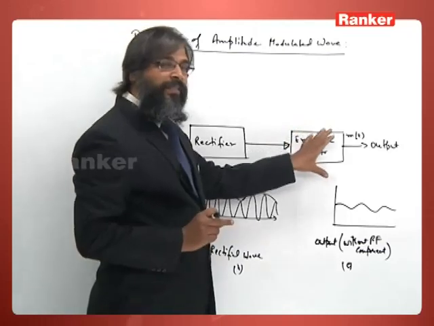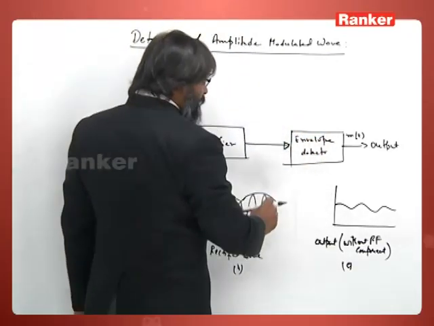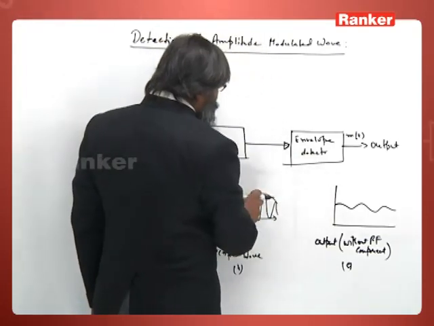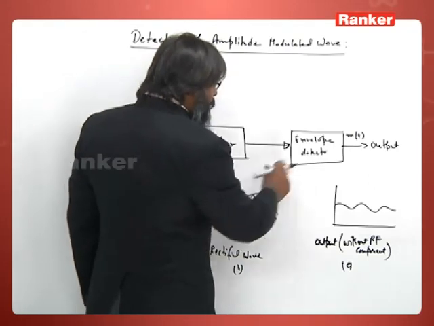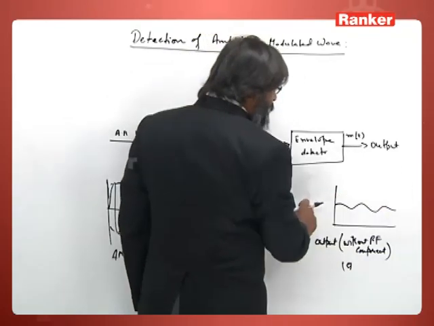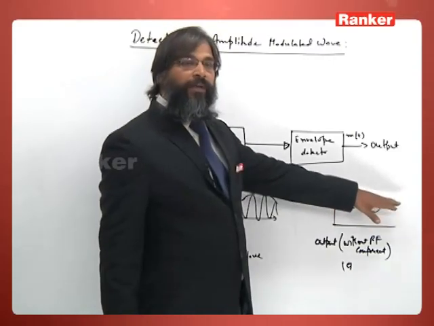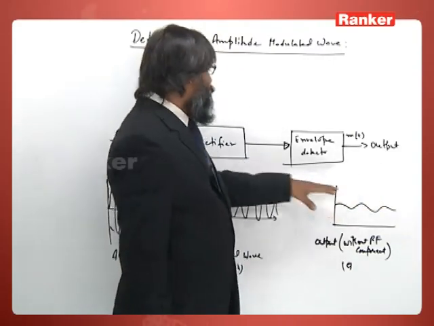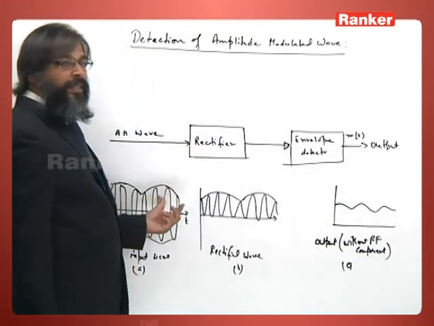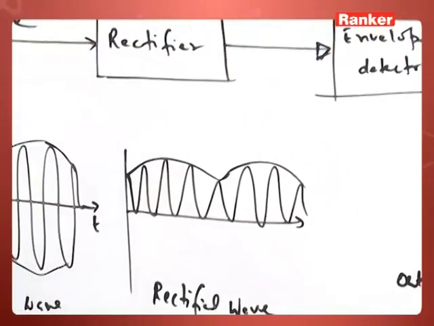Now this is given as input to an envelope detector. This envelope detector just retrieves this envelope by passing through an RC circuit. So we finally get this signal, the signal which initially we had given. In this way the signal is retrieved from the modulated carrier wave. This is the schematic diagram of this.